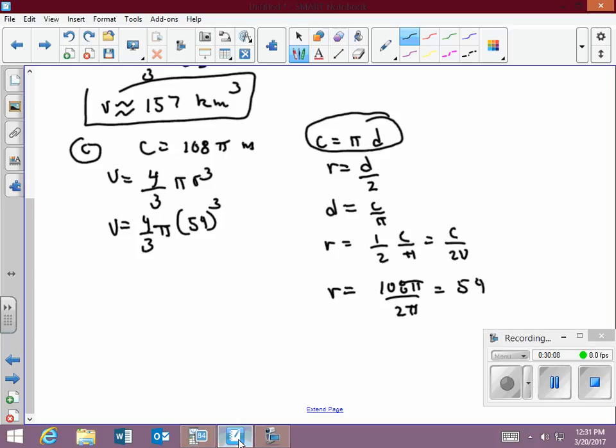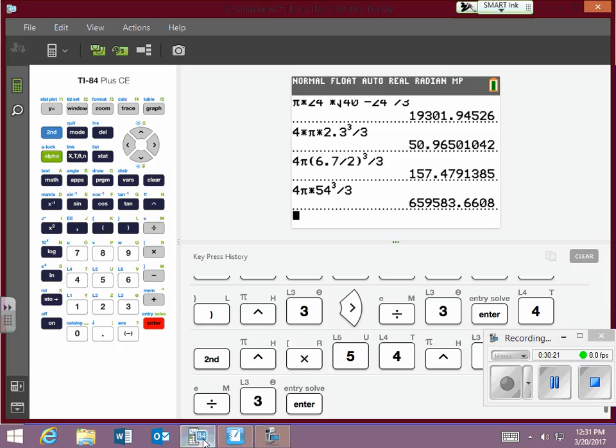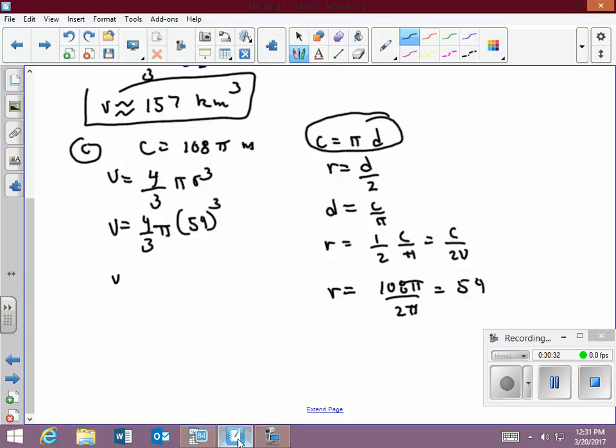The radius is 54, right? Four-thirds pi 54 cubed. That's what I got as well: 659,584. Unless we're both wrong. And what was that? Meters cubed. Just meters, now it's meters cubed.